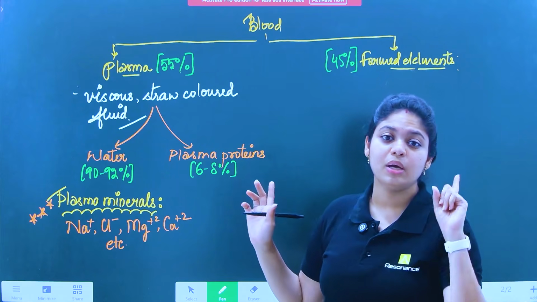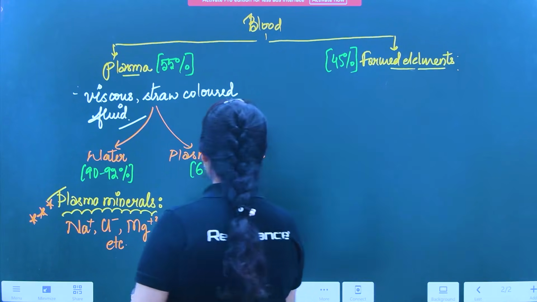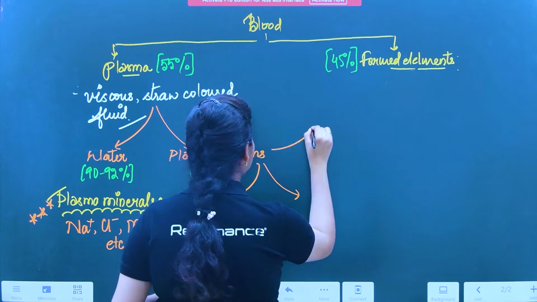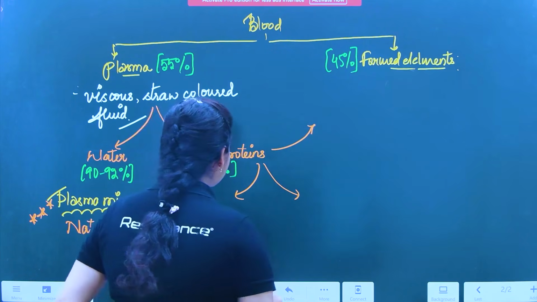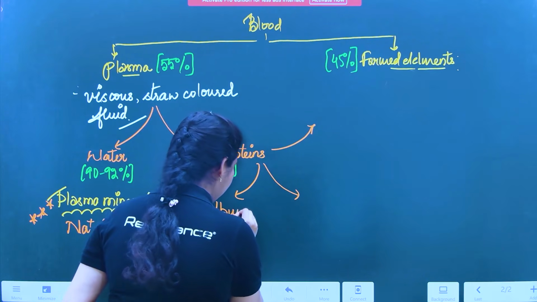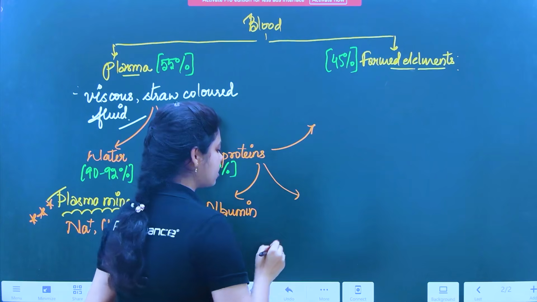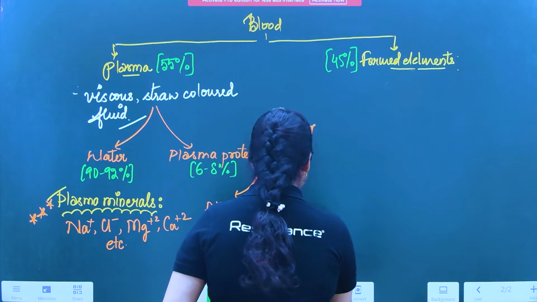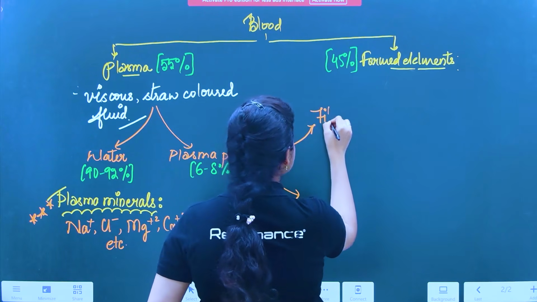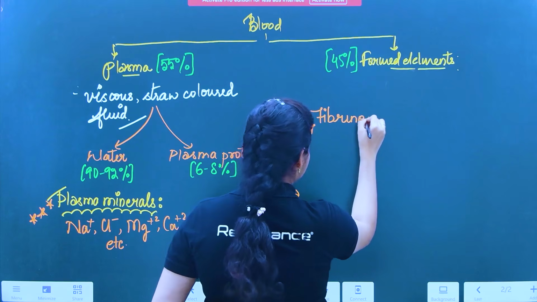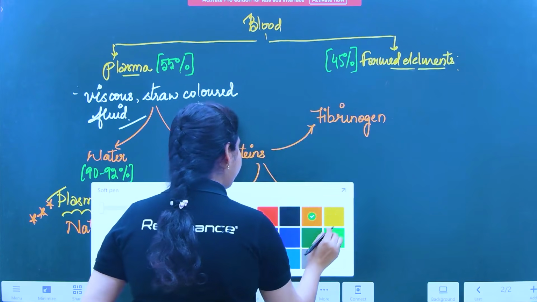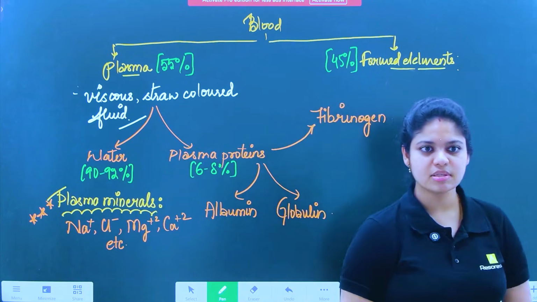Now moving on to plasma proteins. There are three different types of plasma proteins. What are they? Number one is albumin, number two is globulin, and last but not the least is fibrinogen. Now we should be knowing about their functions as well.